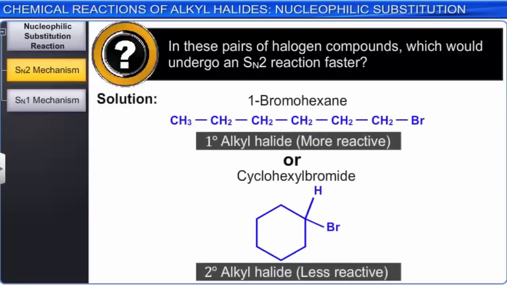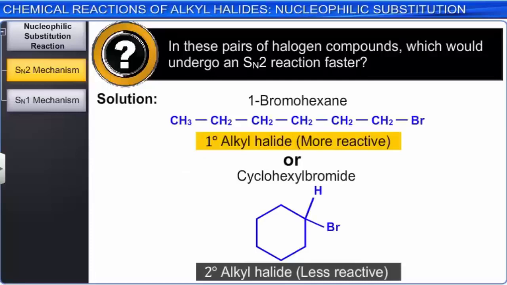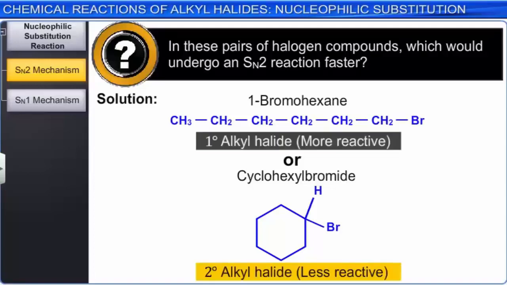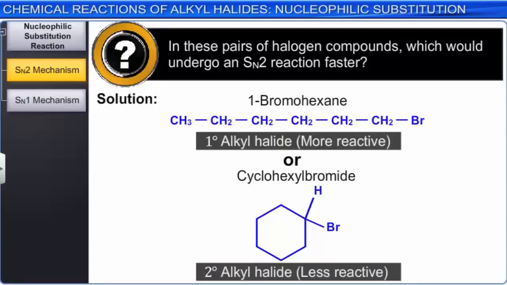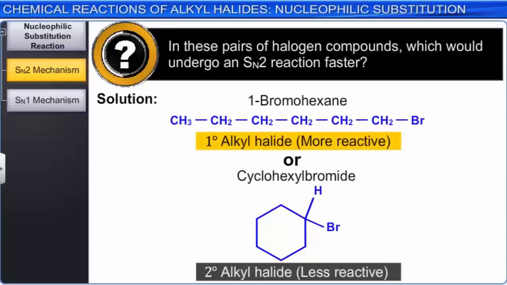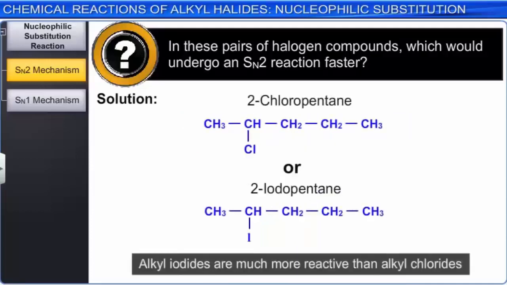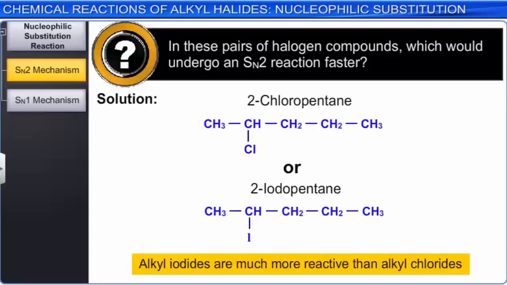For the first pair, 1-bromohexane is a primary alkyl halide, and cyclohexyl bromide is a secondary alkyl halide. We expect 1-bromohexane, then, to be more reactive and react more quickly. For the second pair, both structures are secondary haloalkanes. However, iodine has a weaker bond to carbon than chlorine. Alkyl iodides are much more reactive than alkyl chlorides.